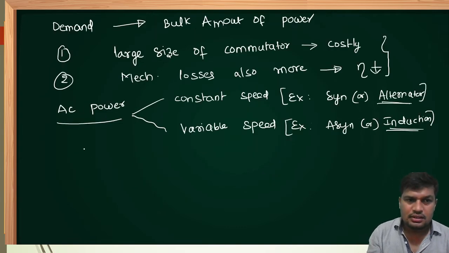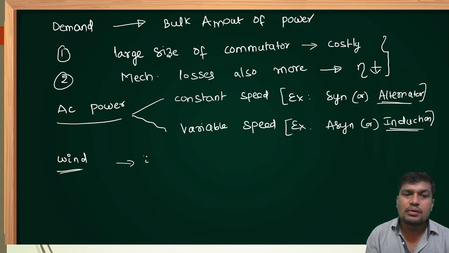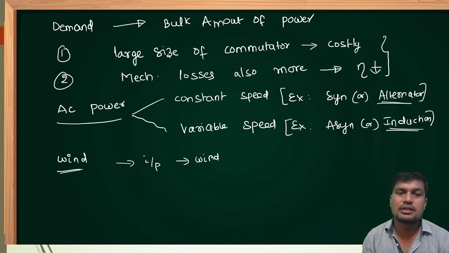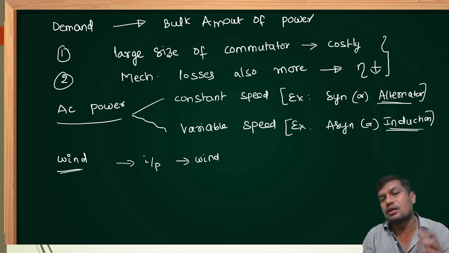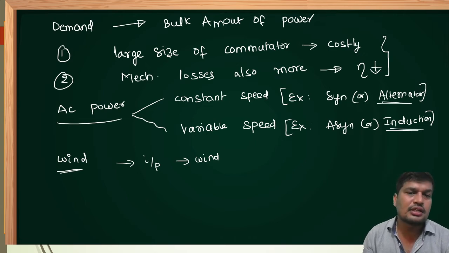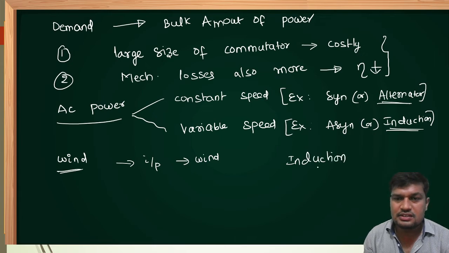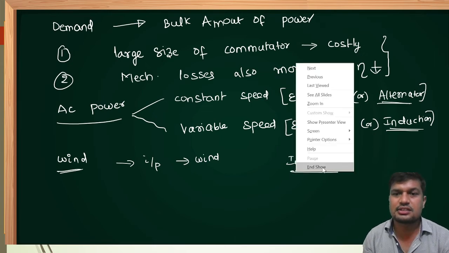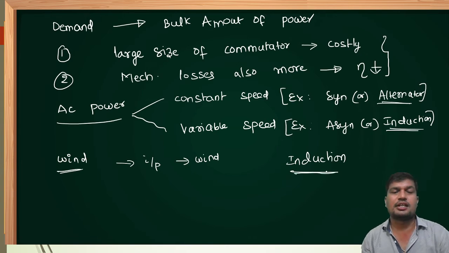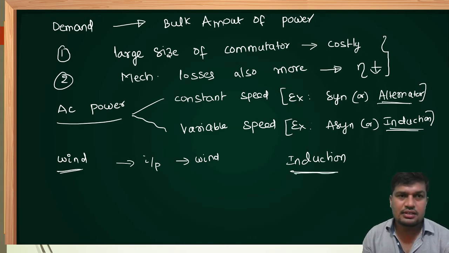Dear friends, in case of wind power plants, it is not possible to control the input, that is wind. Why? Because wind flow is different at different times. Therefore, it is not possible to control the input in wind power plants. That is the reason why wind power plant generators are not constant speed generators. For that, we are using variable speed generators, which are called induction generators.